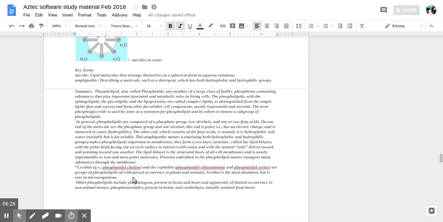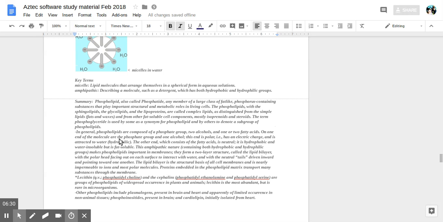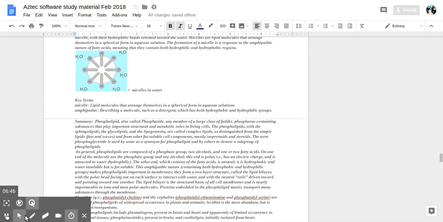Again, proteins embedded in the phospholipid matrix transport substances through the membrane. Phospholipids are also called phosphatides. So they all have phosphorus and play an important structural role and a metabolic role as constituents of the membrane of cells. So complex lipids are glycolipids or lipoproteins, which are made up of lipids plus sugar groups or plus proteins. These are distinguished from simple lipids, which are pure lipids, and steroids as well, which are all fat-soluble components of the cell.